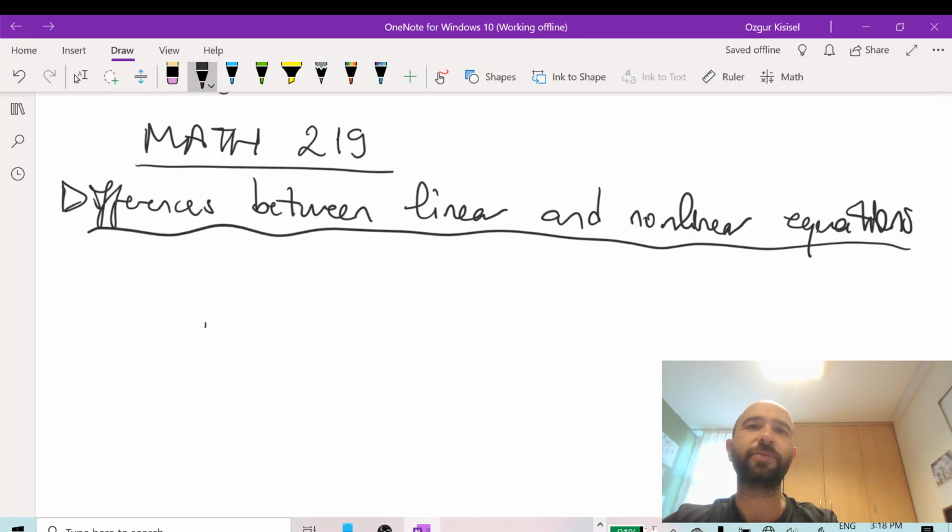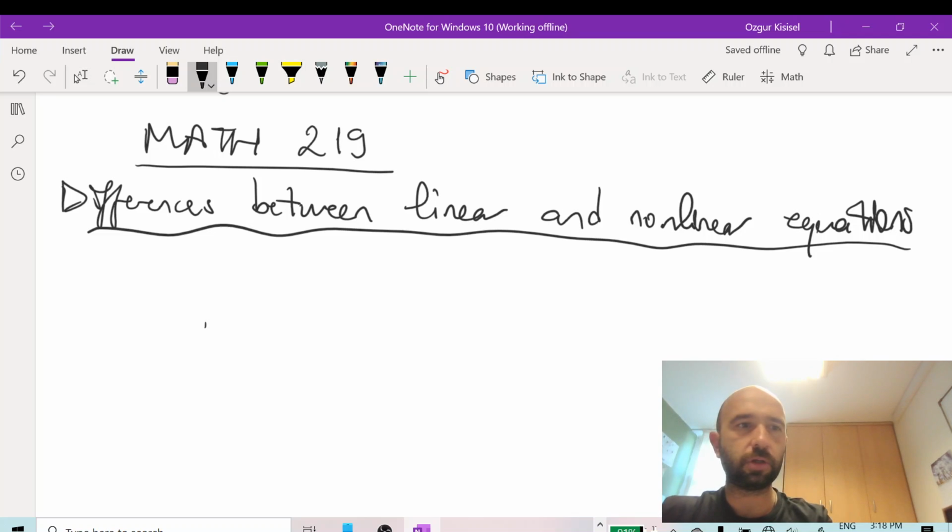In this chapter, we'll talk about the differences between linear and nonlinear equations. These differences will be qualitative, and in a way we want to understand why linear equations are distinguished and why they're coined the term linear.